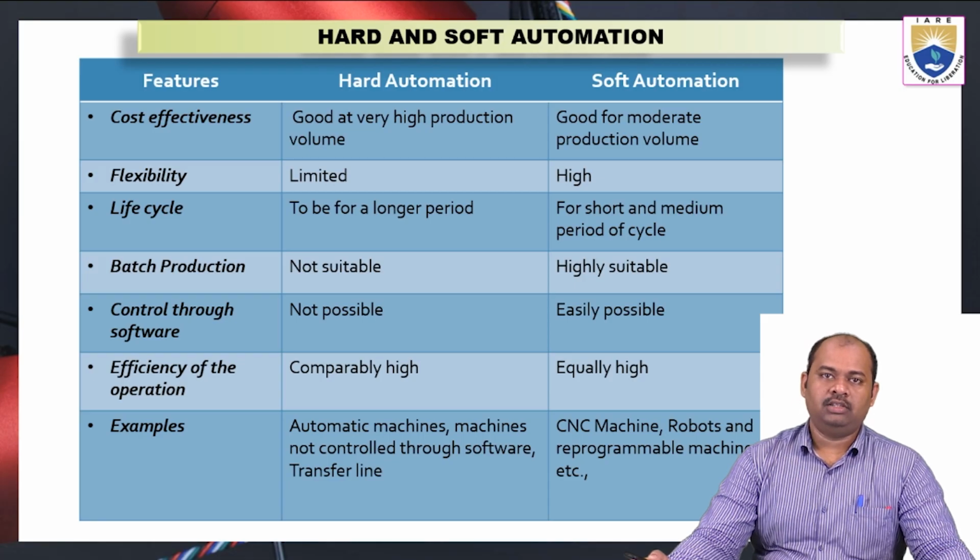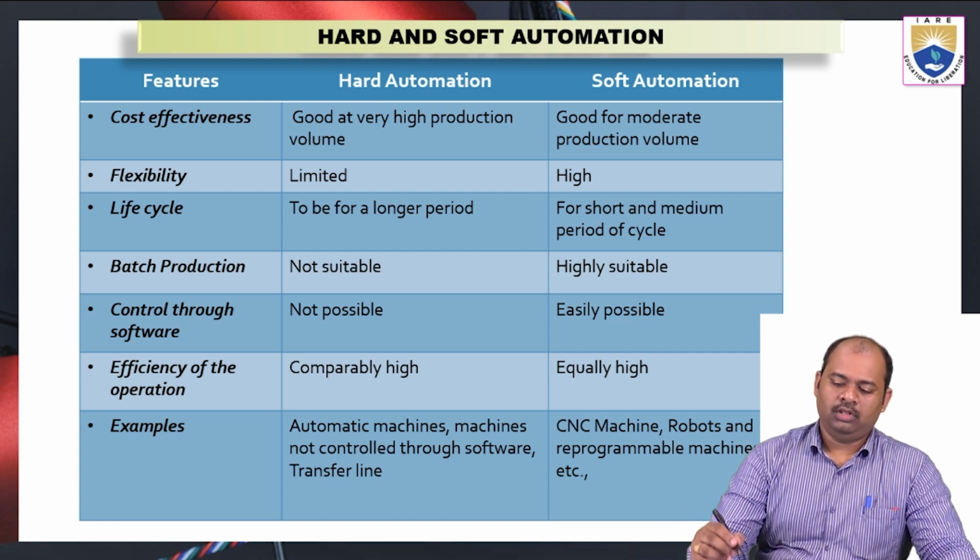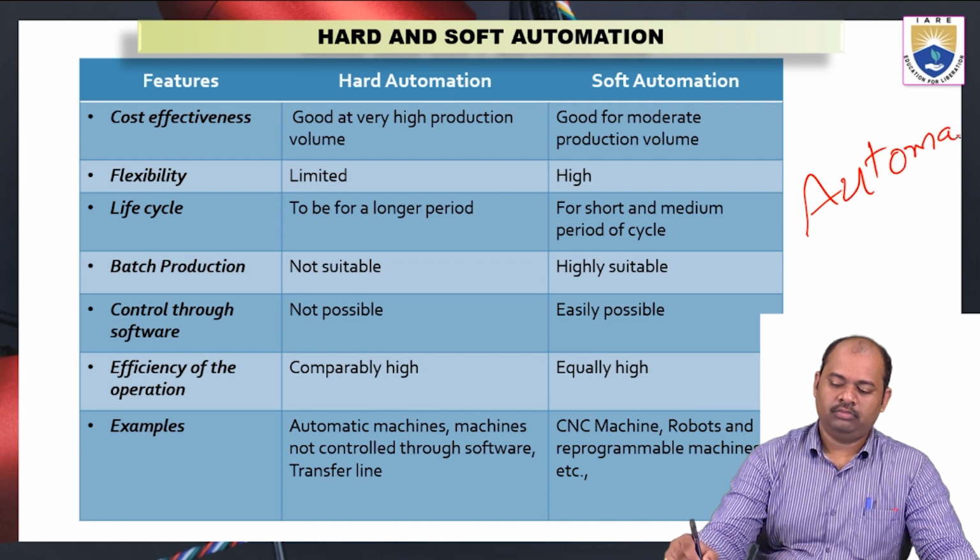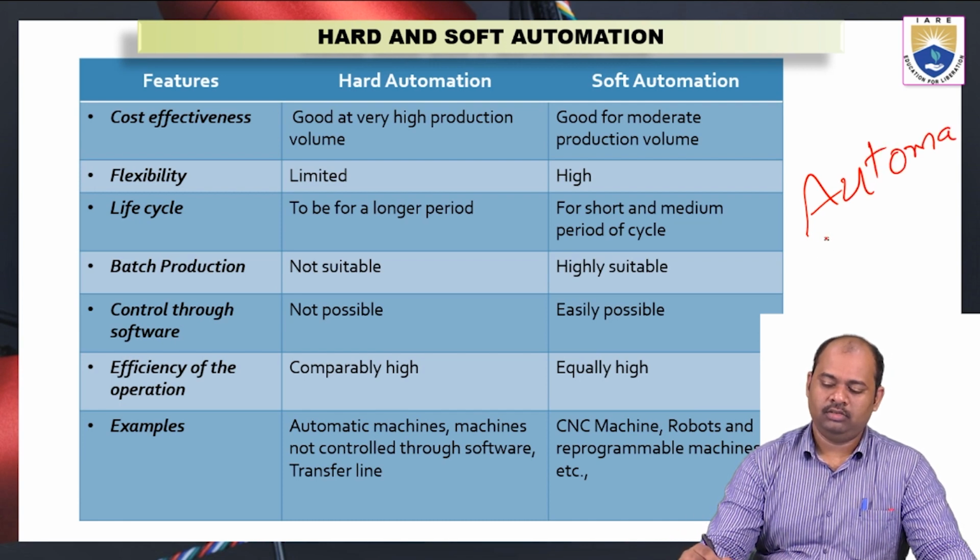In the previous class, we have discussed automation. In automation, there are three types. First one is fixed automation. Second one is programmable automation. Third one is flexible automation.